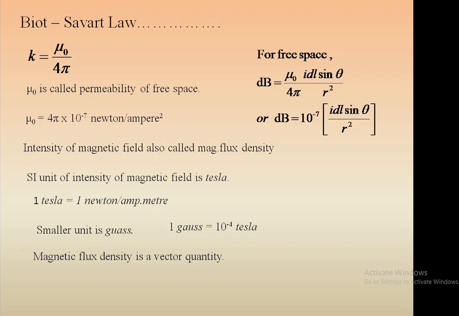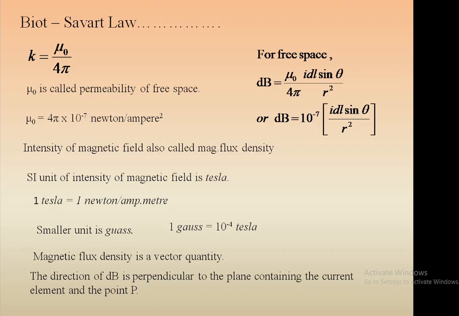Magnetic flux density, or the intensity of the magnetic field, is a vector quantity. That means it has both a magnitude and a direction. The magnitude is given by the Biot-Savart law: dB is equal to mu 0 divided by 4 pi times I dl sin theta by r square. What about the direction? The direction of dB is perpendicular to the plane containing the current element and the point P.